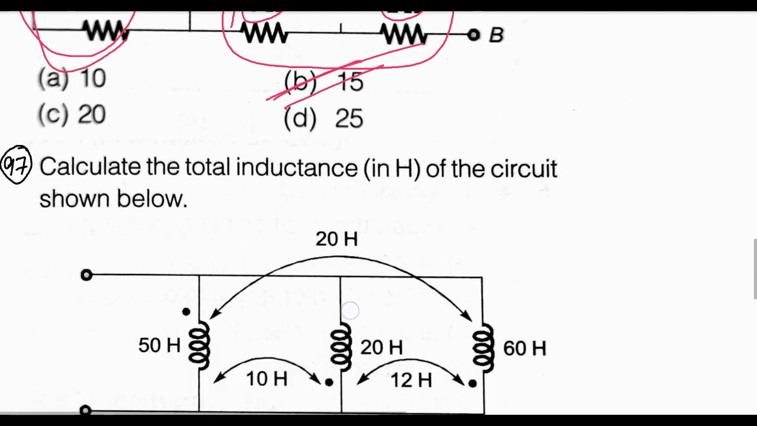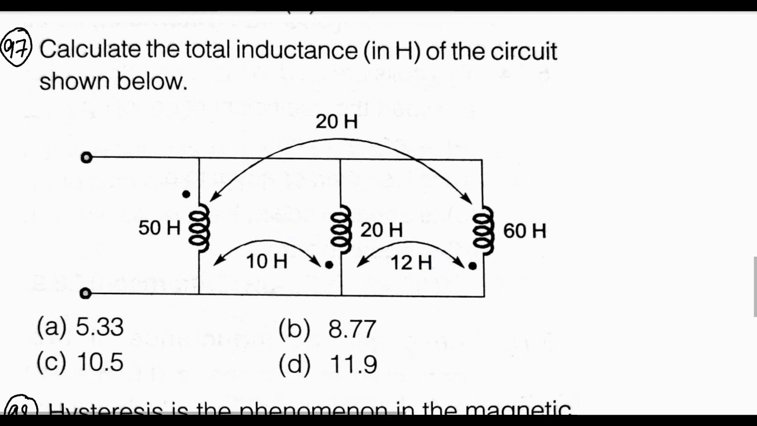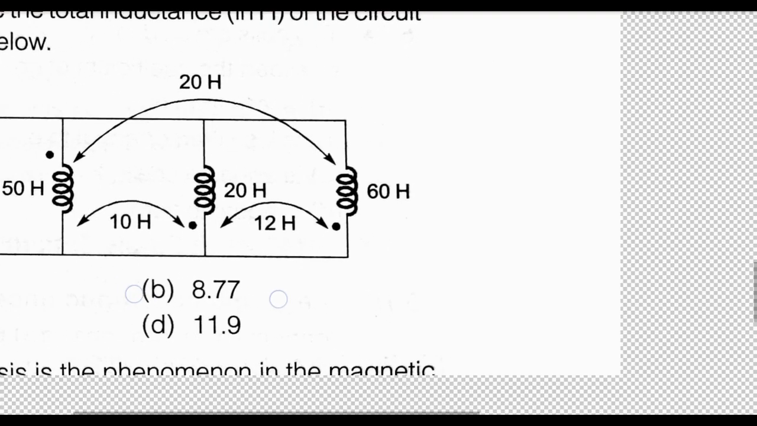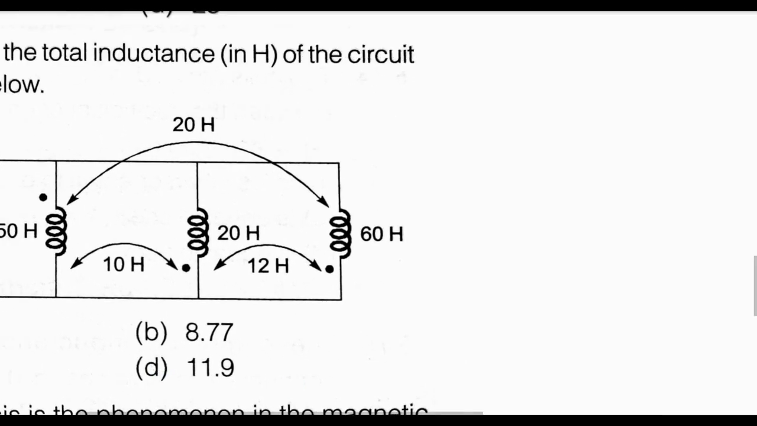So next question is, calculate the total inductance in Henry of the circuit shown below. Here is the circuit given, where parallel connections of the inductors and the mutual inductances are given. So we have to calculate the equivalent inductance. We don't have a formula to calculate the mutual inductance of 3 inductances connected in parallel, so we have to calculate manually.